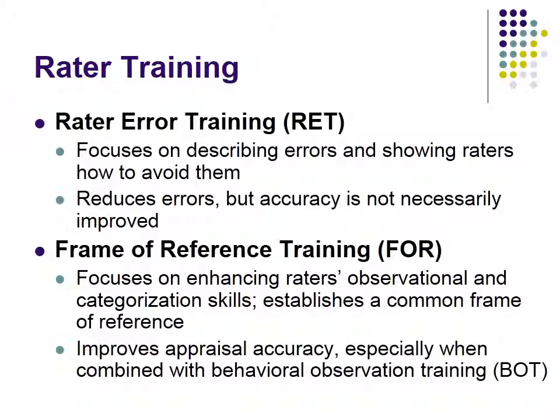It also focuses very much on that cognitive model we opened up with, so kind of that cognitive model of the 5 steps for encoding information about performance appraisal. It enhances the rater's observational and categorization skills. And usually it improves appraisal accuracy, especially when combined with behavioral observation training, or BOT, which really again focuses on that observation and cognitive categorization skills in managers and raters.